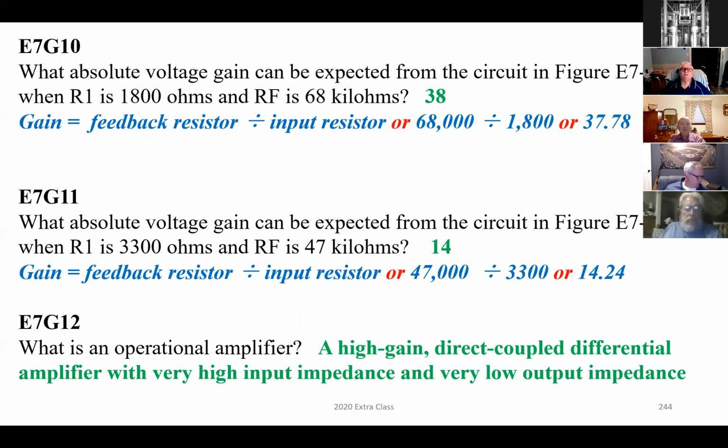Okay, what absolute voltage gain can be expected from the circuit in figure E7-3 when R1 is 1800 ohms and RF is 68 kilo ohms? That would be 38. Gain is equal to feedback resistor divided by input resistor, or 68,000 divided by 1800 would be 37.78.